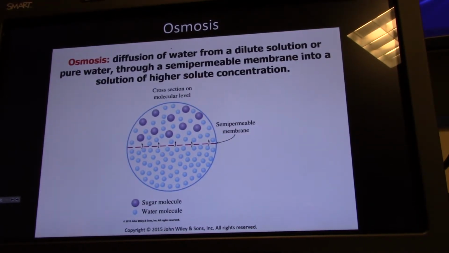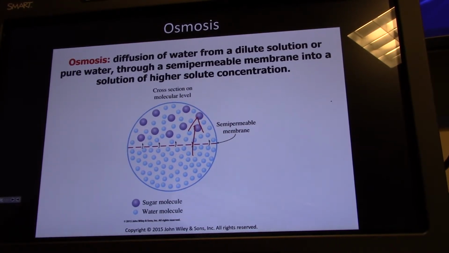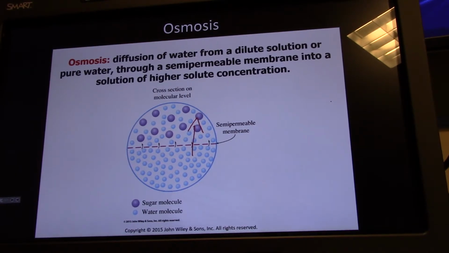Osmosis. This is the diffusion of water through a semi-permeable membrane, which only allows water to go through. We talked about that a little bit last chapter. Osmosis is the diffusion of water, but from the perspective of water. How is water moving? Water, like anything else, wants to move from high concentration to low concentration.